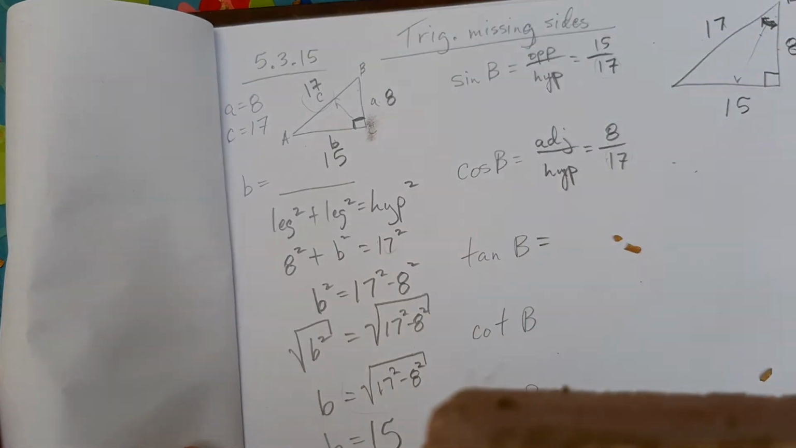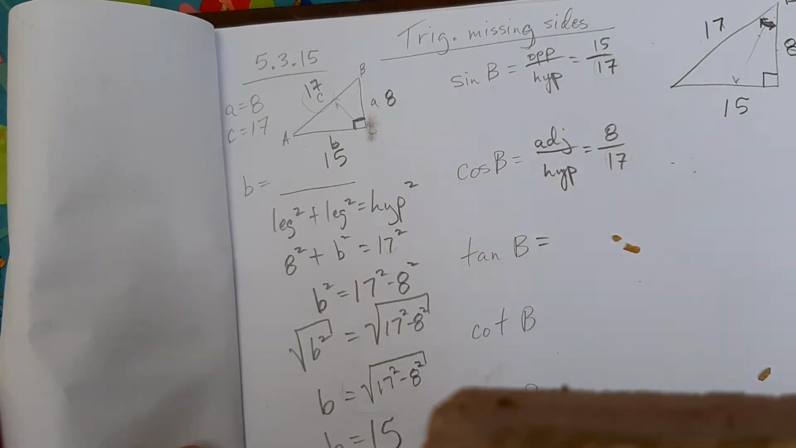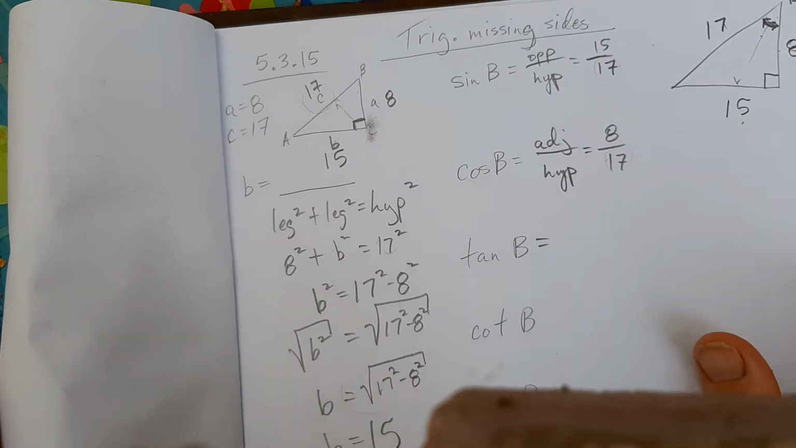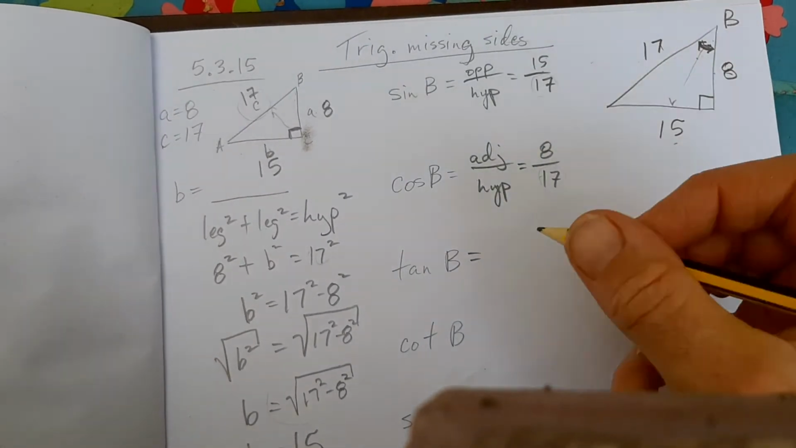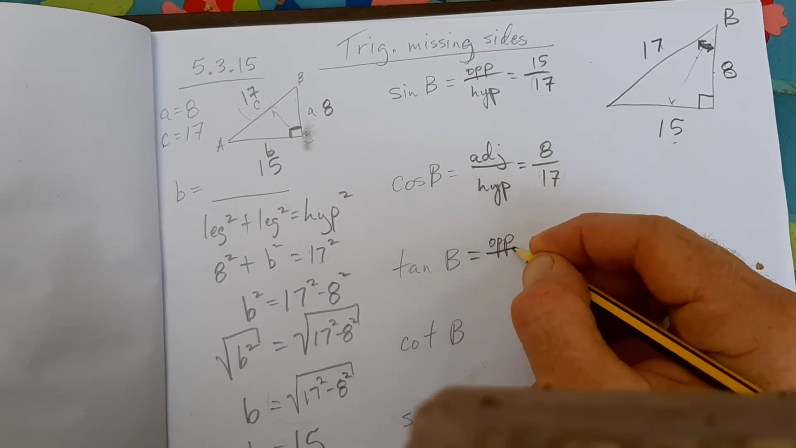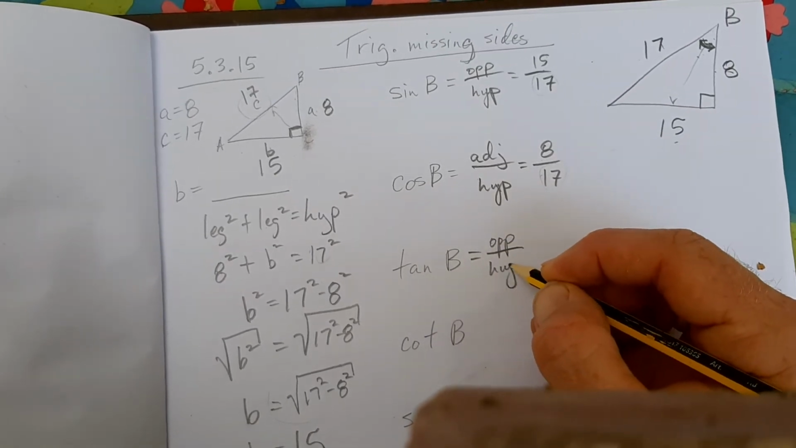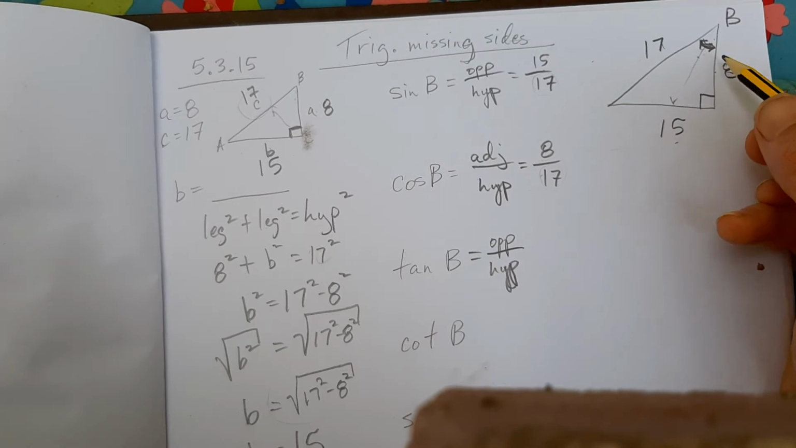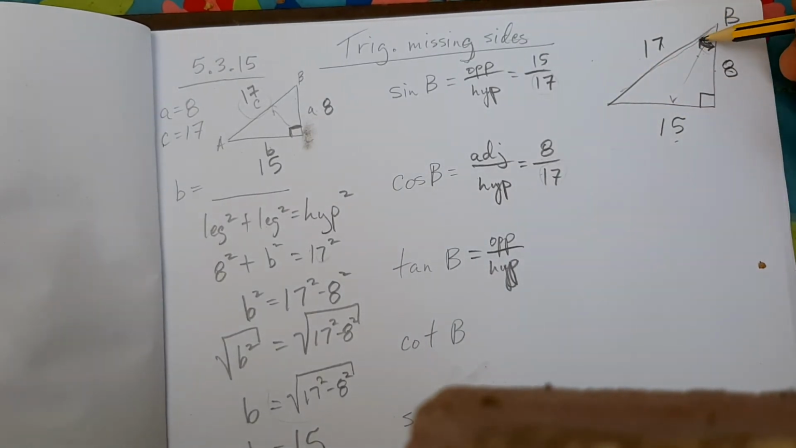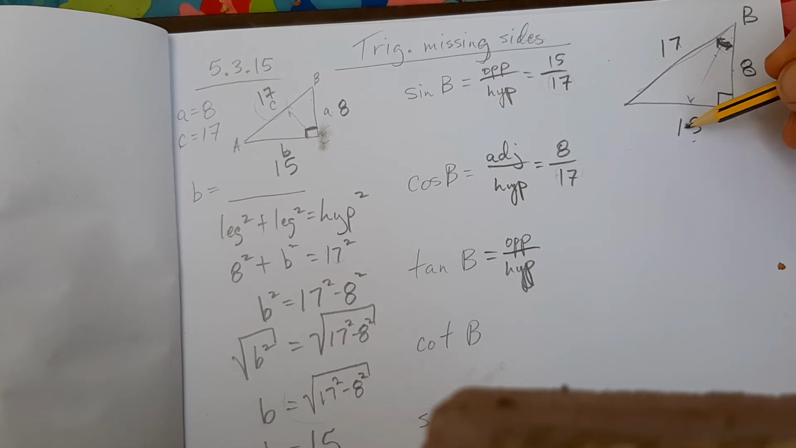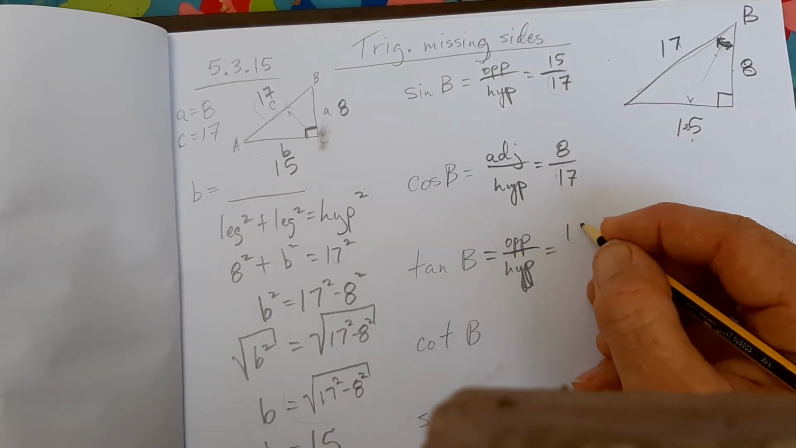Tangent. Tangent can be greater than, less than, or equal to 1. Tangent is opposite over adjacent. Remember I told you it's the slope. It's the slope of this line going this way. It's the slope of this angle. So this is actually my y and this is my x. Opposite over adjacent: 15 over 8.